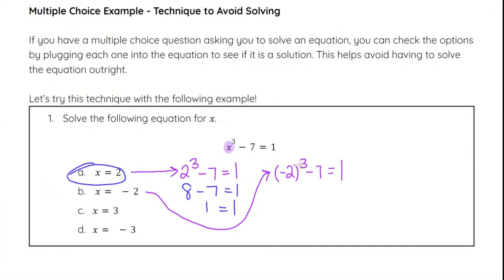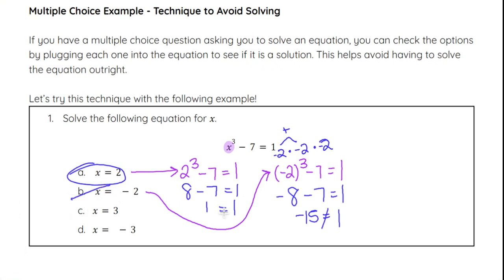Negative 2 times negative 2 times negative 2. Remember, if it's a negative and we're multiplying it an odd number of times, so 3 times, a negative times a negative becomes positive, and then multiplying it by a negative, it will be a negative 8 instead of a positive 8, since it is a negative 2 being cubed. Then we have minus 7 equals 1. Negative 8 minus 7 is negative 15 equals 1, which is not true, so that one is not a solution.